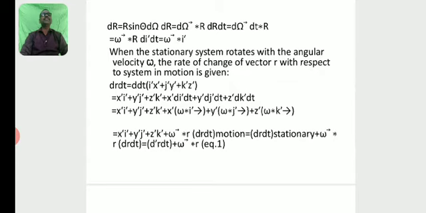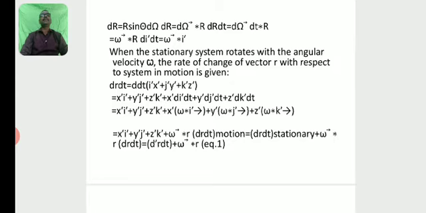When the stationary system rotates with the angular velocity omega, the rate of change of vector r with respect to the system in motion is given by dr by dt is equal to d by dt of i dash x dash plus j dash y dash plus k dash z dash, which is equal to x dash i dash plus y dash j dash plus z dash k dash plus x dash di dash by dt plus y dash dj dash by dt plus z dash dk dash by dt.